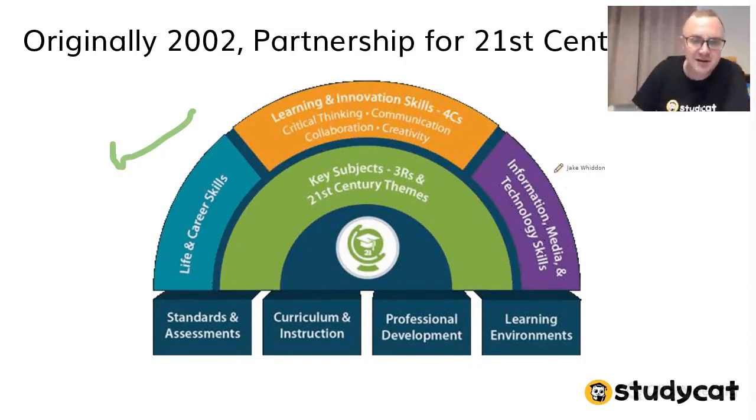So this group looked at things like they'll need to know about information, technology, and media. They'll need the three key subjects, which is reading, writing, and arithmetic, the three R's. They'll need life skills, and they'll need, but that kind of got developed. I still think that's a little bit old school.